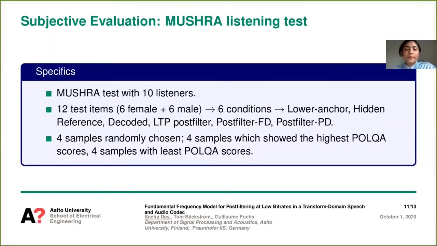To select the samples, 4 samples were randomly chosen. 4 other samples were chosen which showed the highest POLQA scores, and 4 samples were chosen which showed the least POLQA scores.